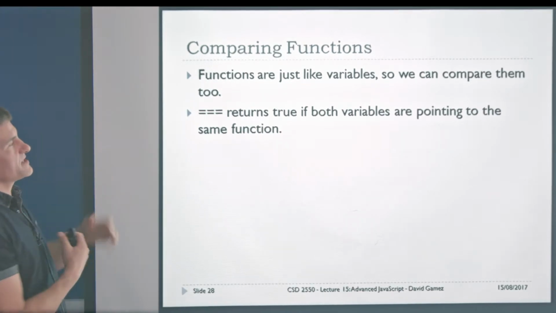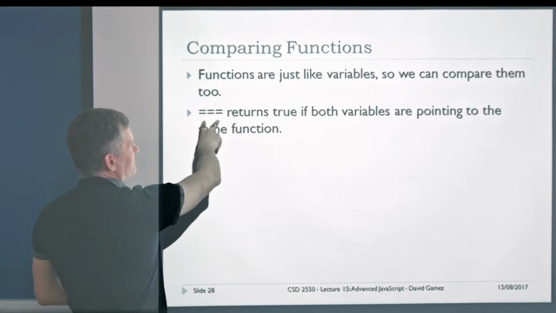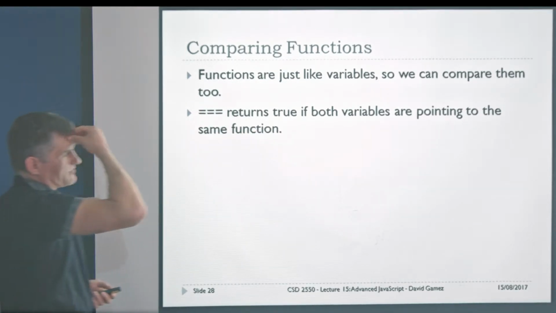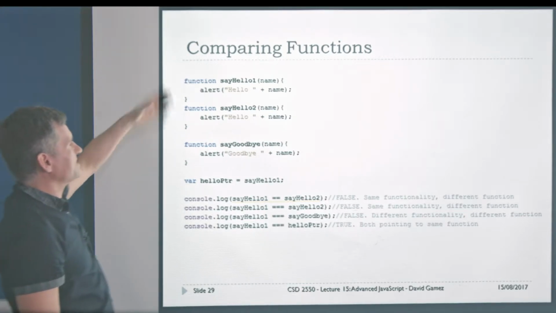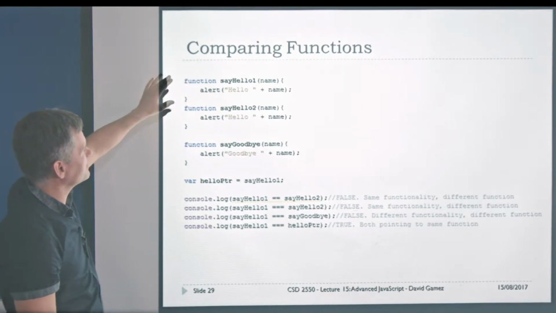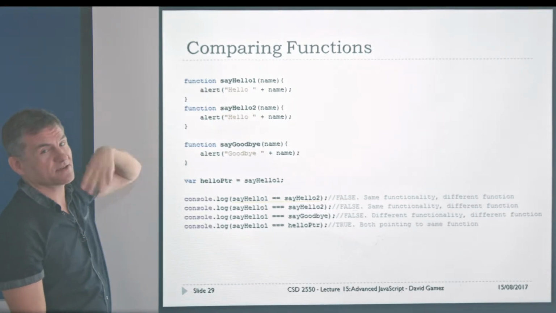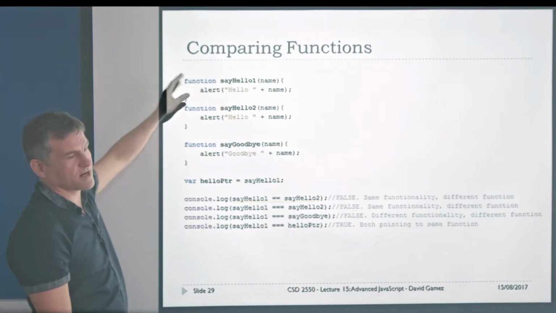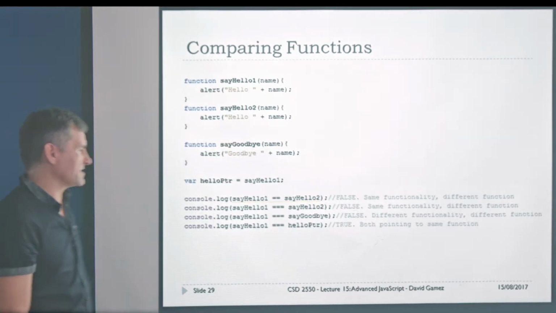So since functions are just like variables, we can compare them. When you're comparing functions, the triple equals returns true if both variables are pointing to the same function. So I hope you can read this, but the basic idea is here we've got say hello 1 and say hello 2, which are actually doing identical things. There's no difference between them functionally, but they are separately defined functions. And then we've got say goodbye, which does something a little bit differently.